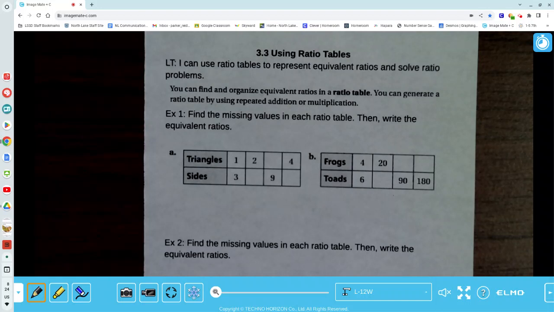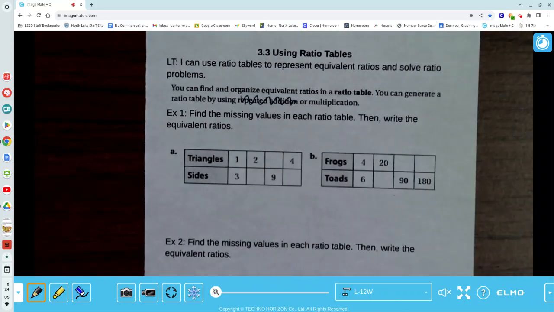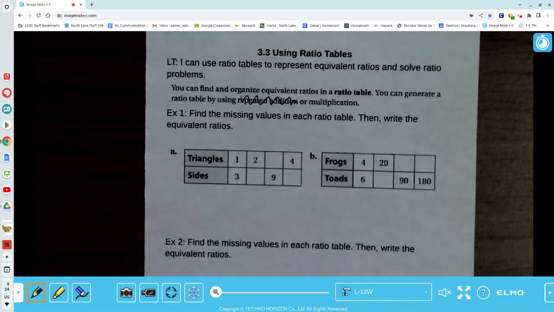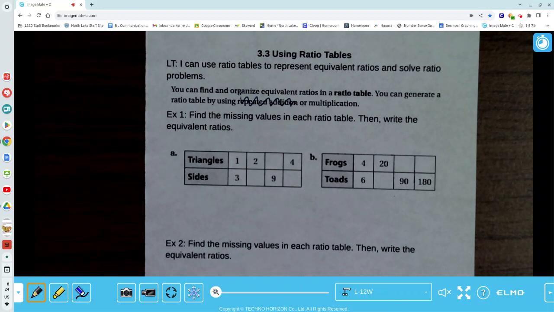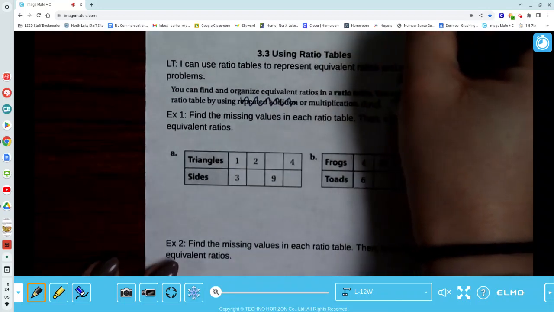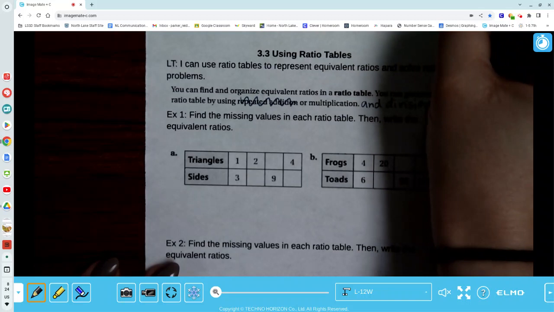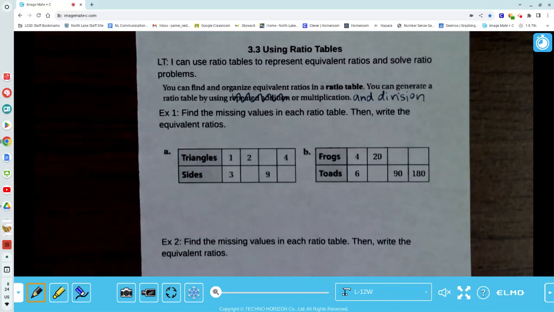Thank you. So you can find and organize equivalent ratios in a ratio table. You can generate a ratio table by using repeated addition or multiplication. I want us to cross off this repeated addition idea because really, truly, what we want to be using most of the time is multiplication and division. We're going to edit this a little bit. It is true that you can use repeated addition. It is true that you can use repeated subtraction. But a surefire way to always know how to complete a ratio table is to use either multiplication or division. So that's what we're going to focus on today.